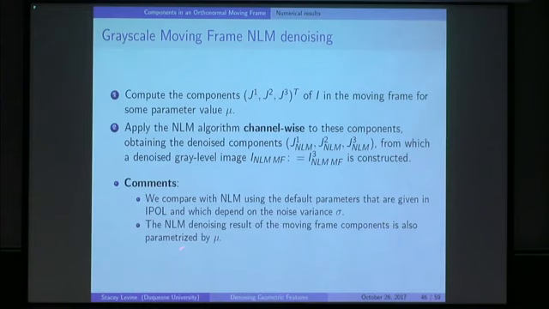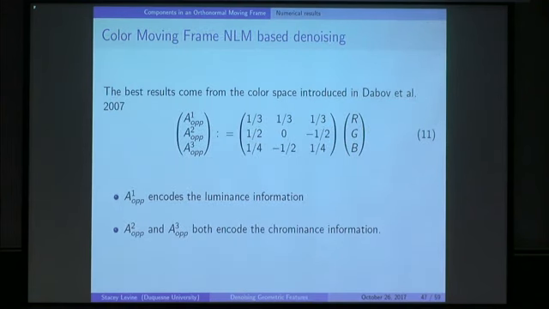And the only other thing that NL means is parameterized by is this mu. In our experiments, we actually took mu to be the same for all of them. So the best results came from working in the color space used in the original BM3D paper, which I'm not sure why we call it AOP, but the main important thing is the first component encodes luminance information, and the second two encode chrominance information. So when we're working in color, really the luminance information, the intensity information, is the most important when we're trying to preserve geometry. The chrominance, not so much.